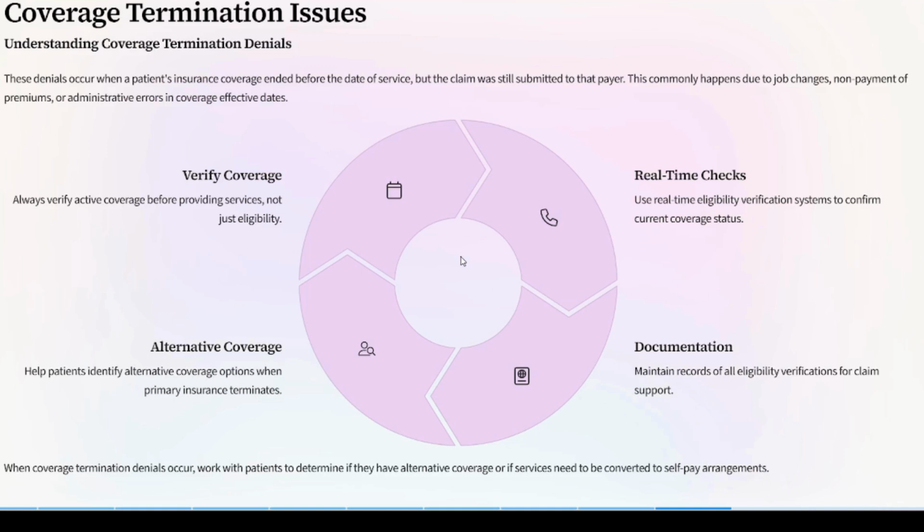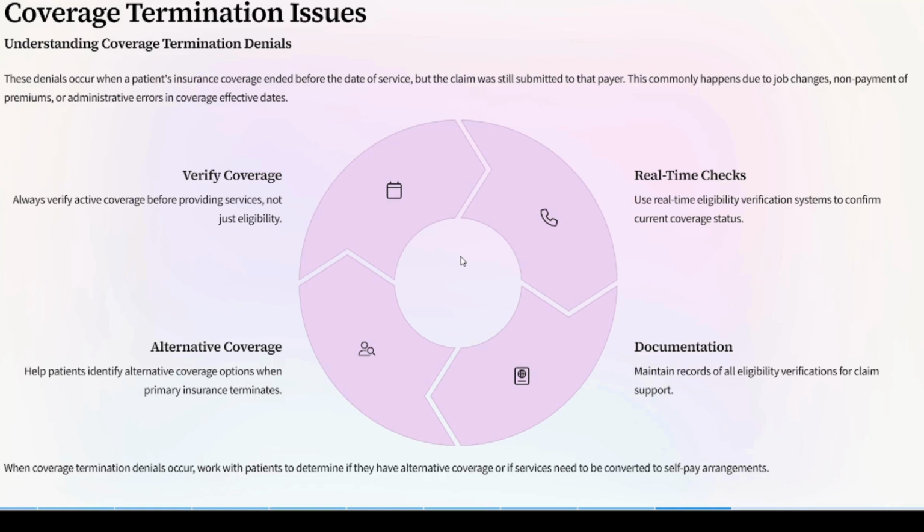We want to verify coverage. Always verify coverage before providing services, not just eligibility. Okay, you want to make sure you're checking coverage and eligibility. Okay, they go one and the same, but they're not the same, but they're one and the same. Next, we want to have real-time checks. Use real-time eligibility verification systems to confirm current coverage status.